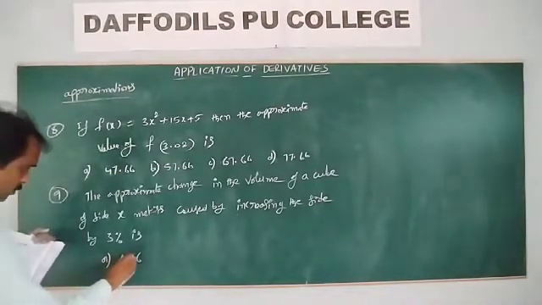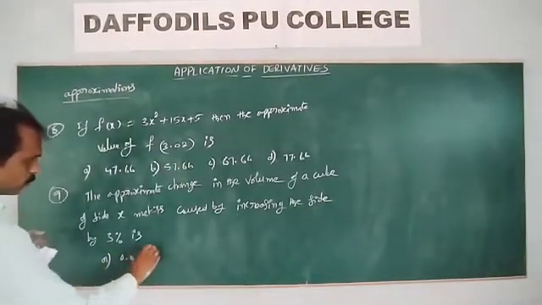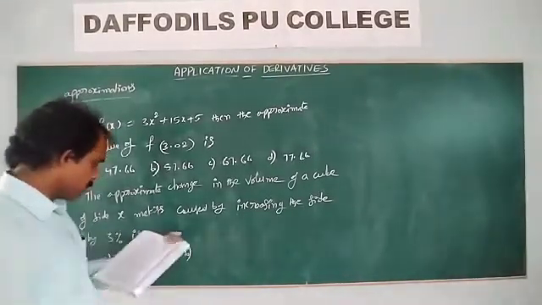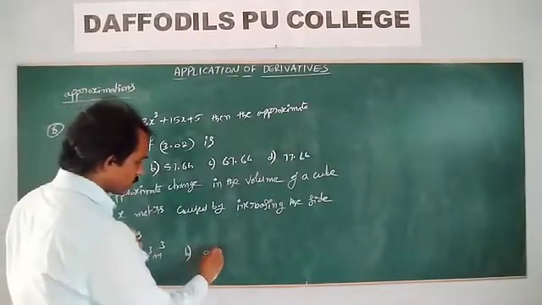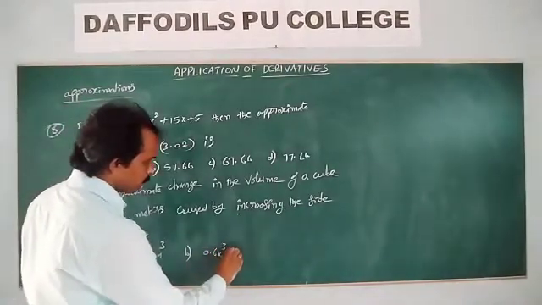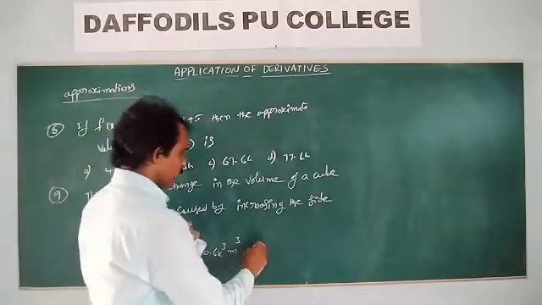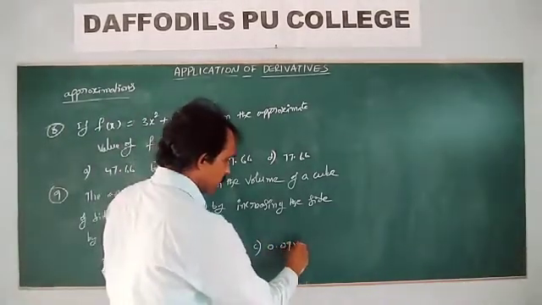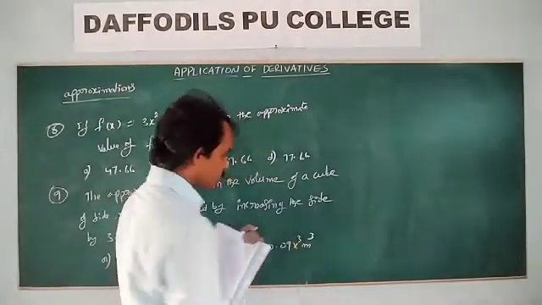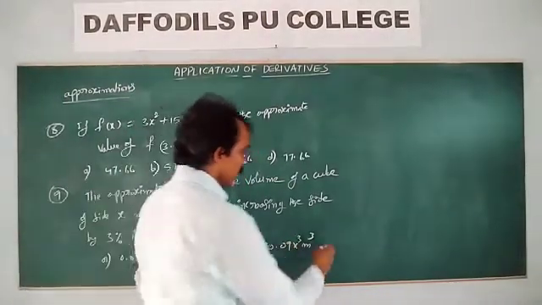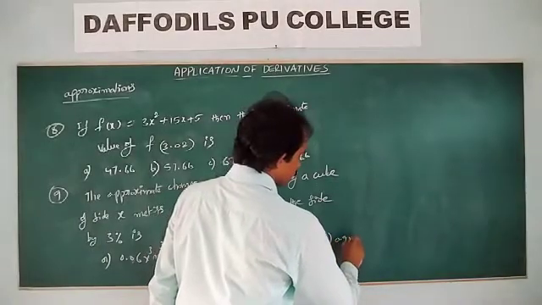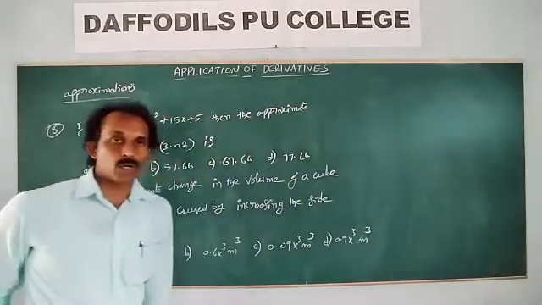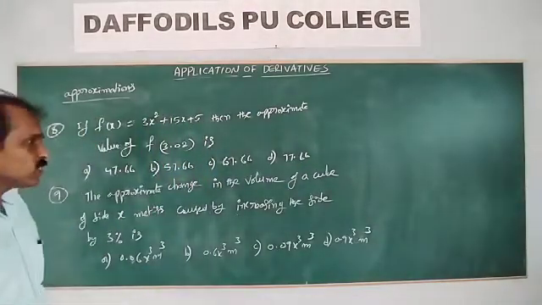0.06 x cube meter cube, option B 0.6 x cube meter cube, C 0.09 x cube meter cube, D 0.9 x cube meter cube. Okay, approximate change in volume of a cube.